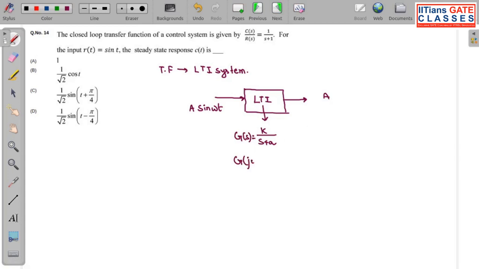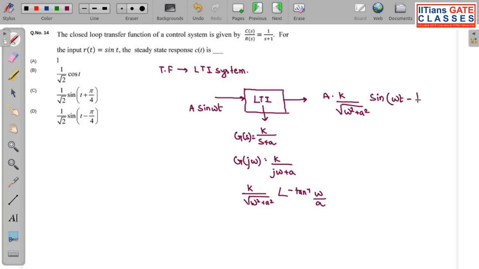So what will G(j omega) be? It will be K divided by j omega plus A. If I want to write the magnitude and phase, the magnitude will be K under root of omega square plus A square, and the phase will be minus tan inverse of omega by A. So you know what the output of this system will be: A into the magnitude, so K divided by under root of omega square plus A square, and the phase will be omega t minus tan inverse of omega by A.